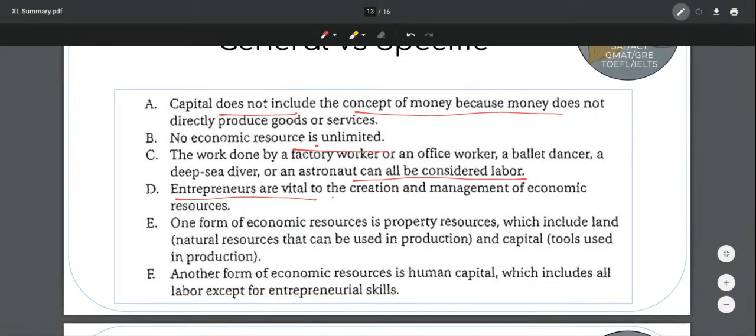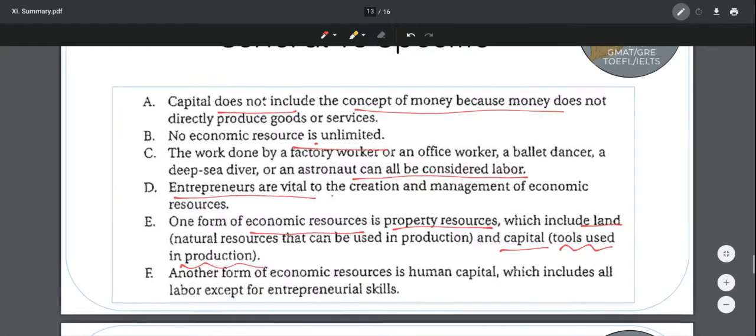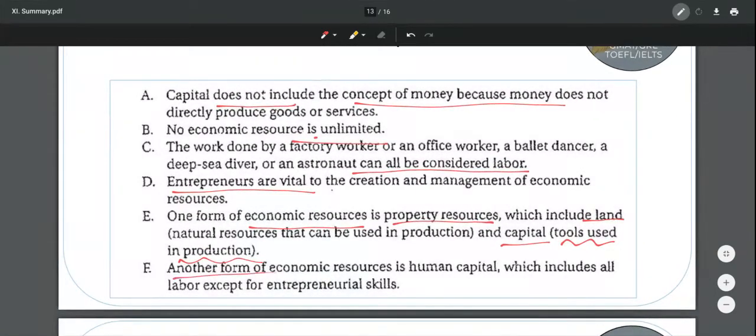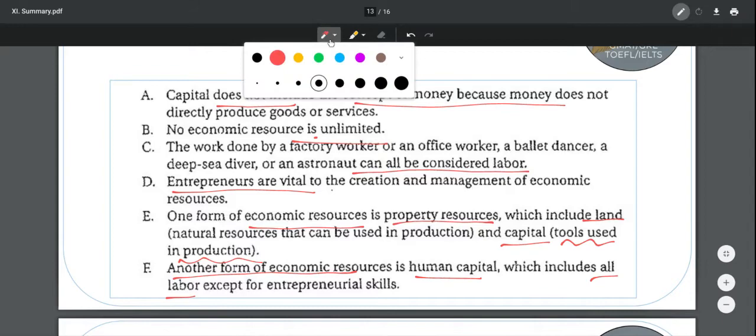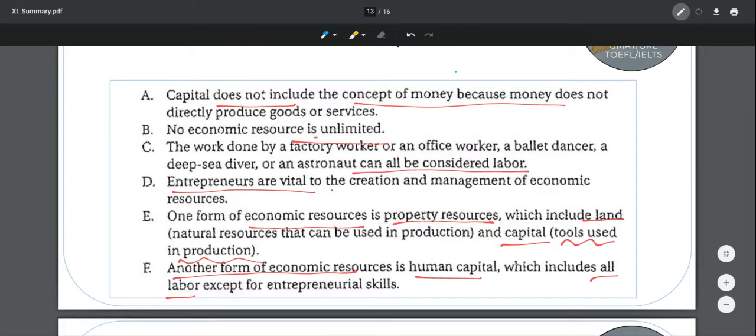E is giving us that one form of economic resource, like economic resources, property resources, and then they include land and capital. And then they're giving us a definition of capital. And then we're looking at the next one that says another form of economic resource is human capital, which includes all labor except for entrepreneurial skills. Now, the thing that we're going to do now, we're going to analyze from the main ideas which ones are specific, which ones are general, and most importantly, which ones are already contained in another alternative.